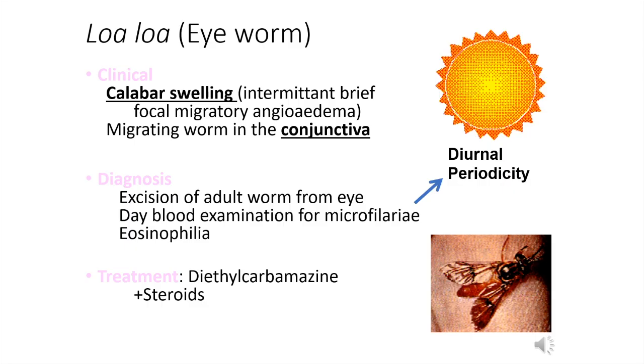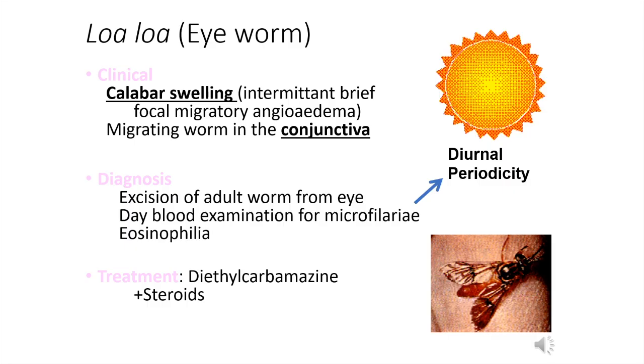Diagnosis is by excision of the adult worm from the eye. Of course, it can be done. And the day blood examination for microfilariae and eosinophilia also can be a clue. But here the blood samples have to be taken at daytime. The best time probably would be around noontime, because it has got diurnal periodicity. The vector, which is the fly, is most active at daytime, and the larvae are usually deposited at daytime.